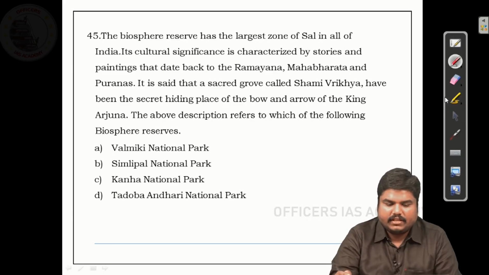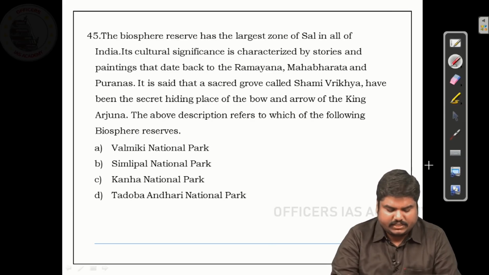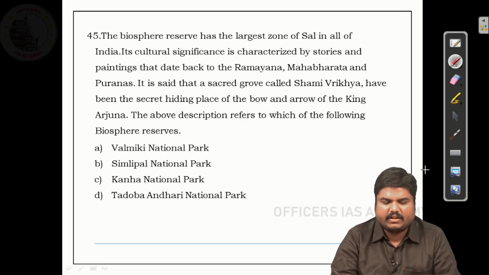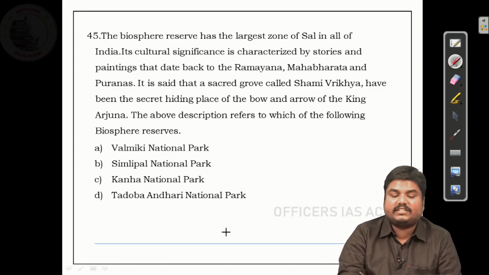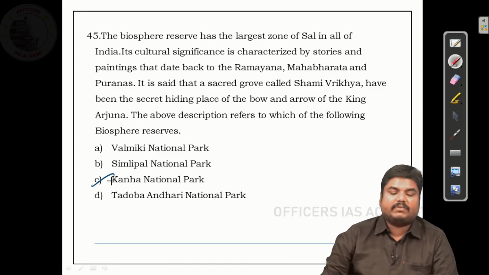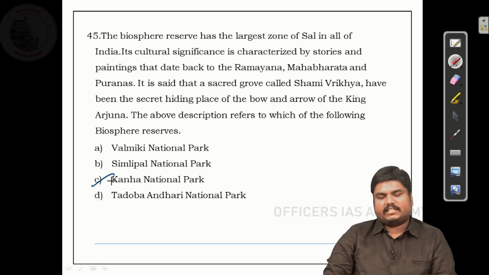45th question. The Biosphere Reserve has the largest zone of salt in all of India. Its cultural significance is characterized by stories and paintings dating back to Ramayana, Mahabharata, Puranas. We can easily say this description is regarding Kanha National Park.